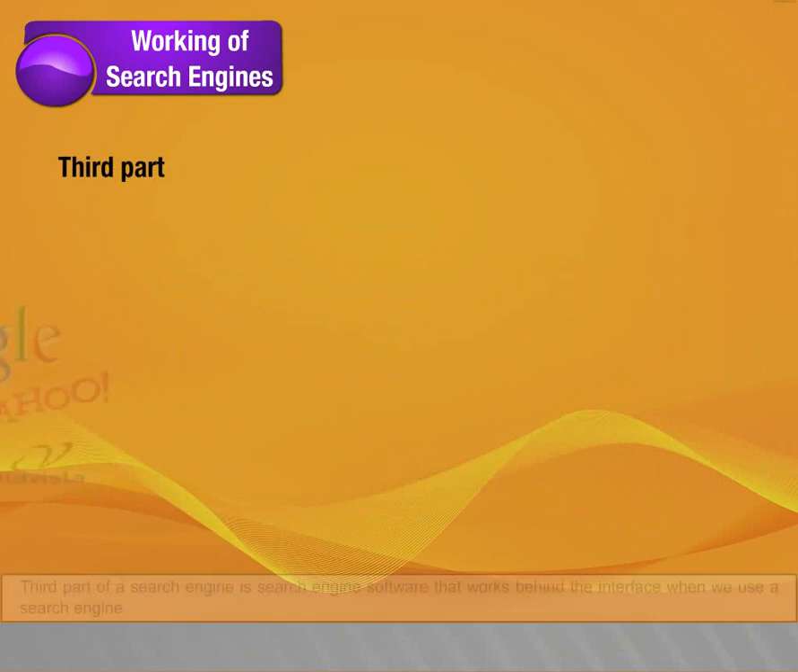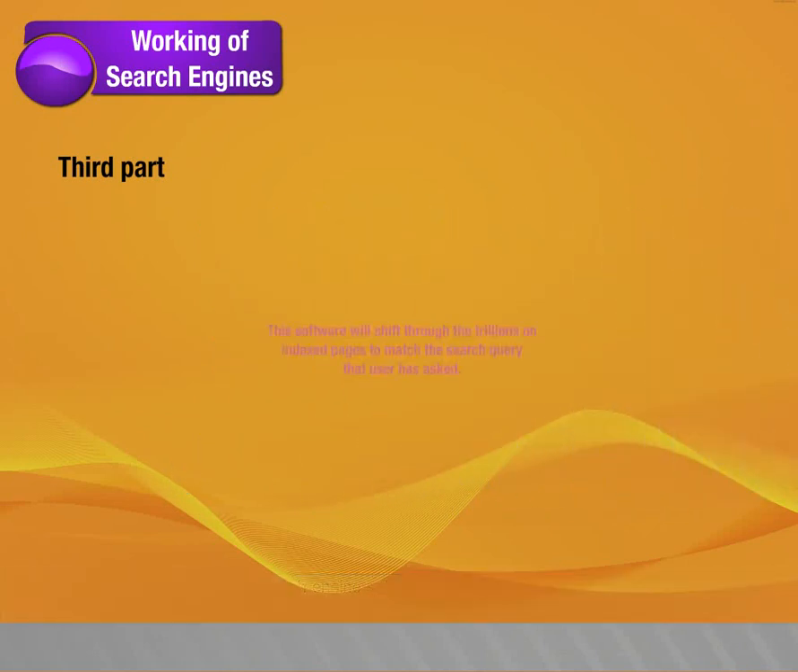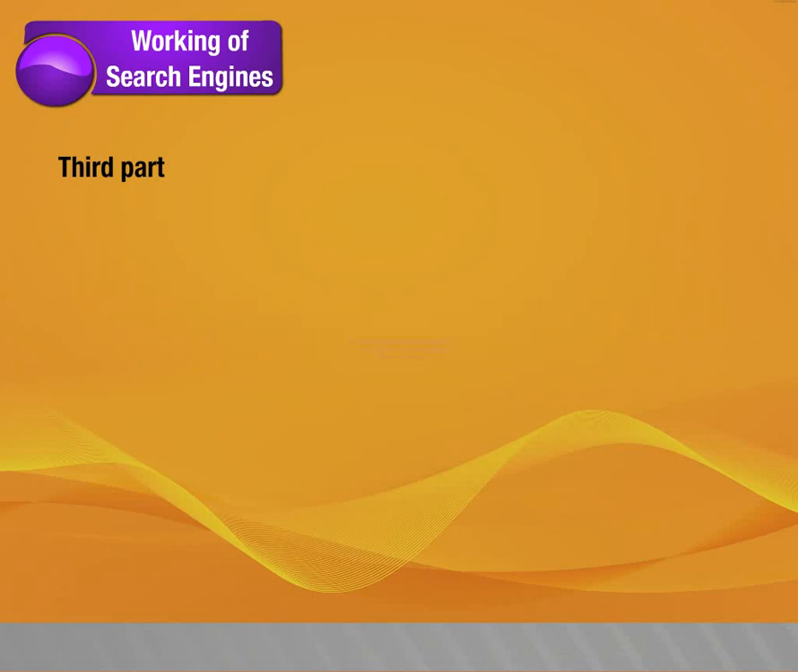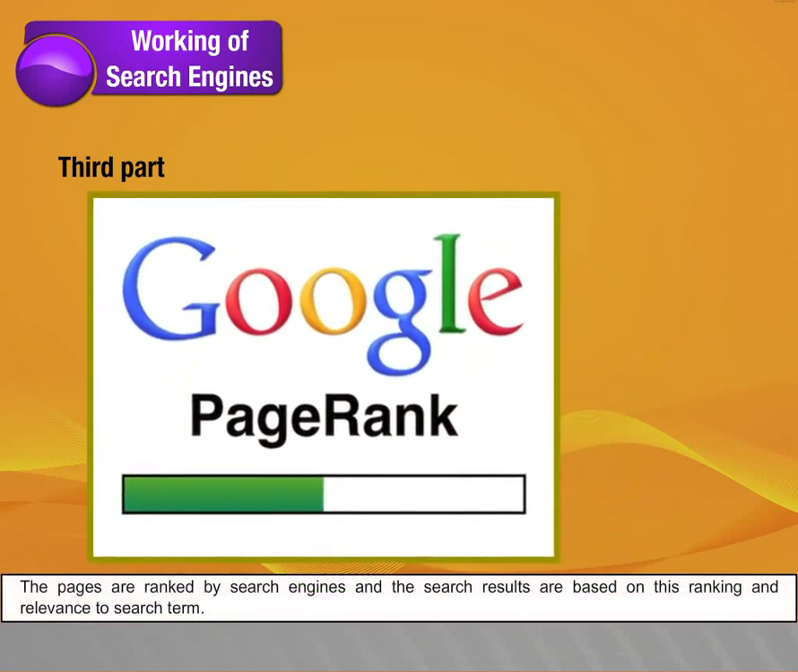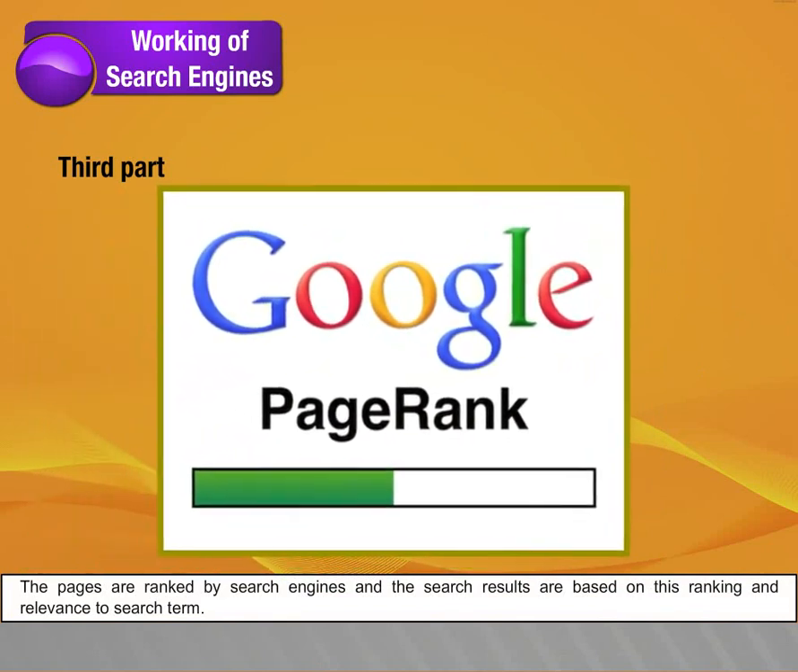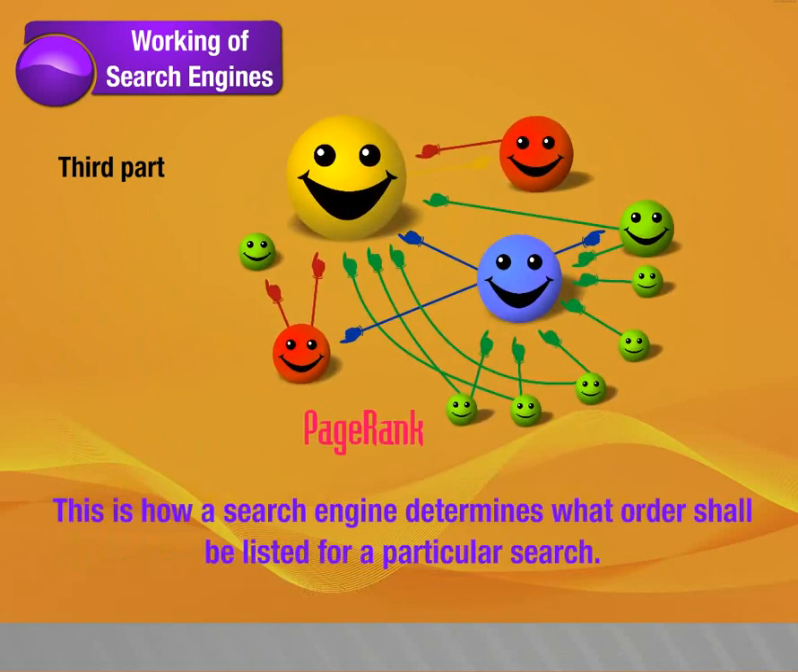Third part. The third part of a search engine is the search engine software that works behind the interface when we use a search engine. This software will sift through the trillions of indexed pages to match the search query that the user has asked. The pages are ranked by search engines, and the search results are based on this ranking and relevance to the search term. This is how a search engine determines what order shall be listed for a particular search.